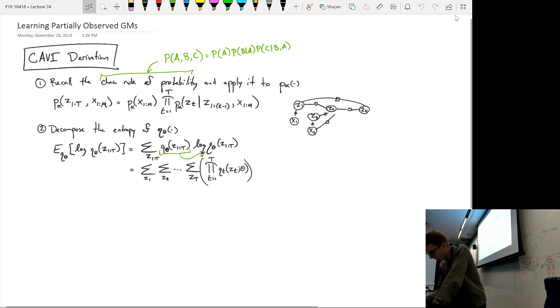And then we have this log of the mean field approximation, and we can actually push the log through this product. It's really just the log of that product, but we can push it through that product to get back a sum. So we'd have a log of qt zt theta.